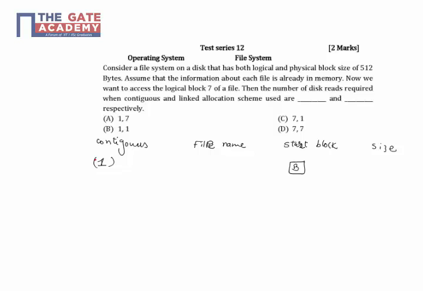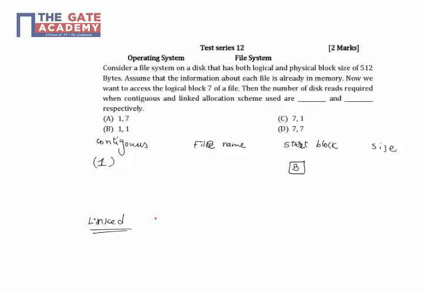Now we will talk about the linked representation. In the linked allocation method, we don't know where the seventh block can exist, just because in linked representation we have one block. In that block we are storing some data, and after that we are storing a link to the next block, and that next block can be in a non-contiguous location.